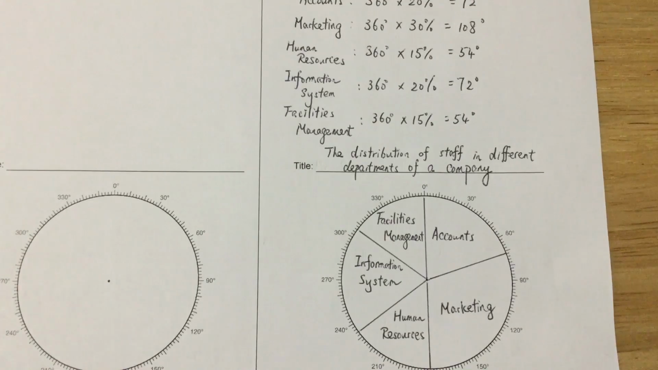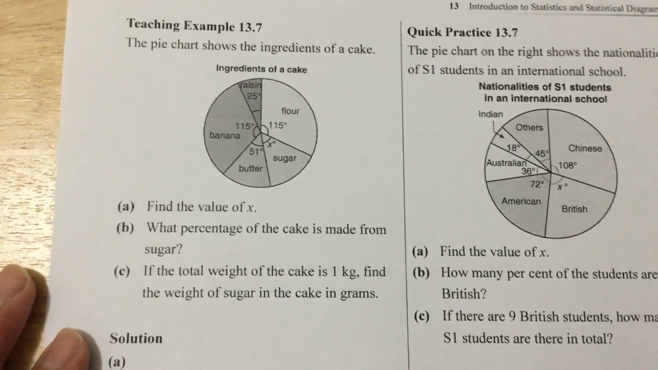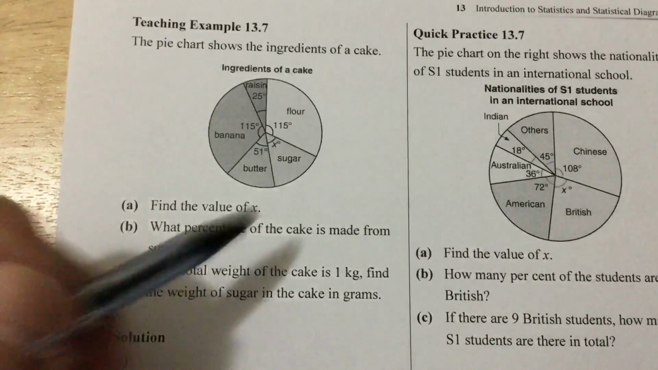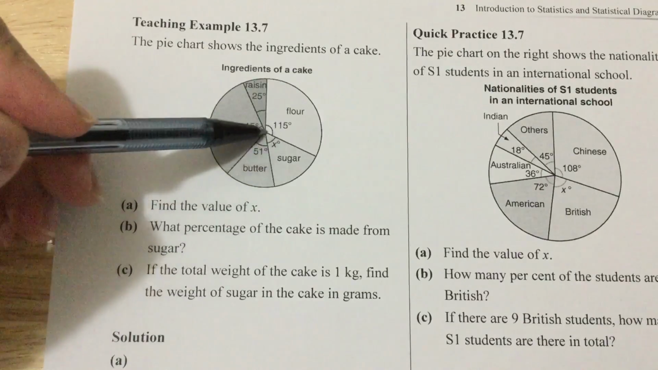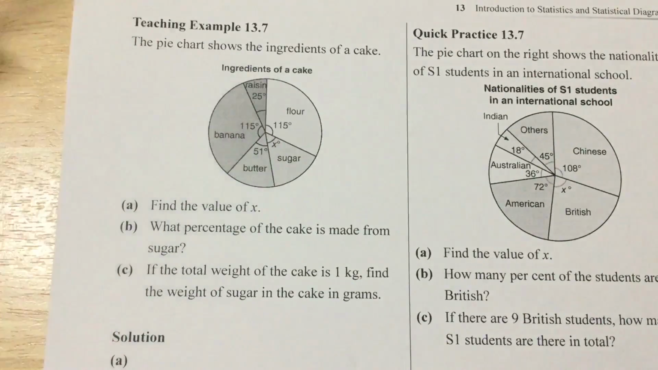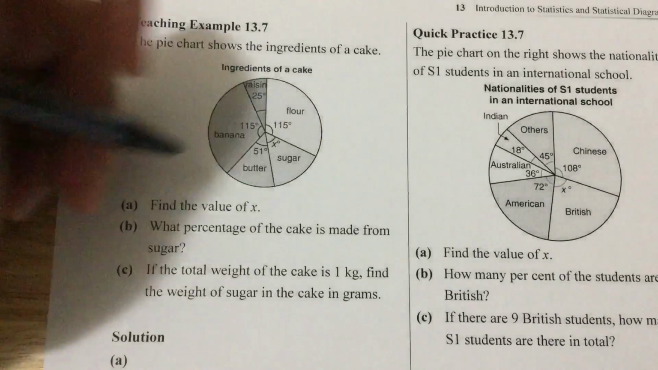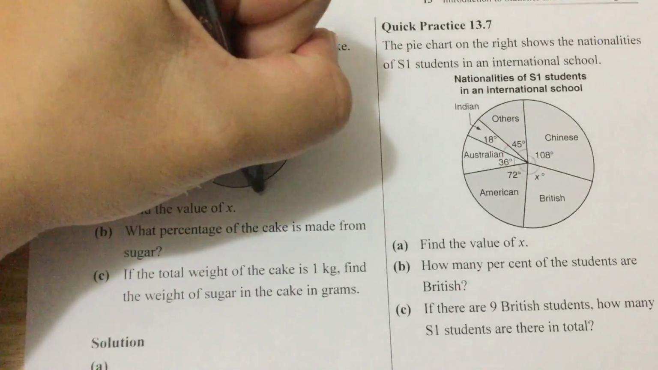Now we will go to the last example, 13.7, for the pie chart. This is data analysis, so we do not need to draw anything now. We are going to calculate x. You will see we need to find the value of x. All these 5 angles add together to 360 degrees, so immediately we know that x will be equal to 3.